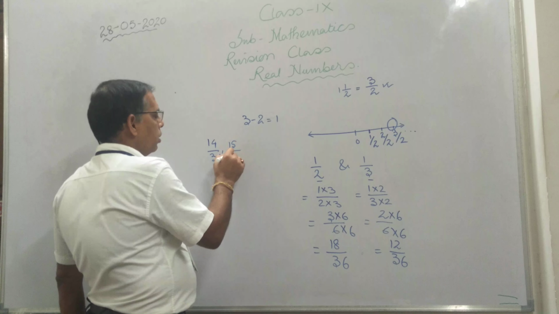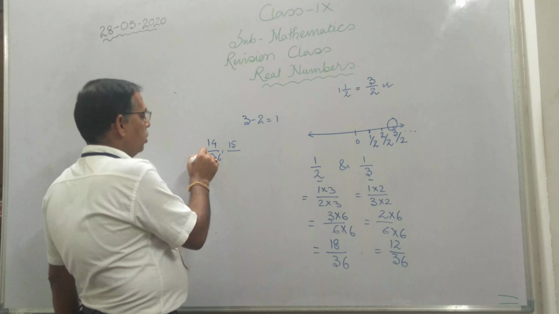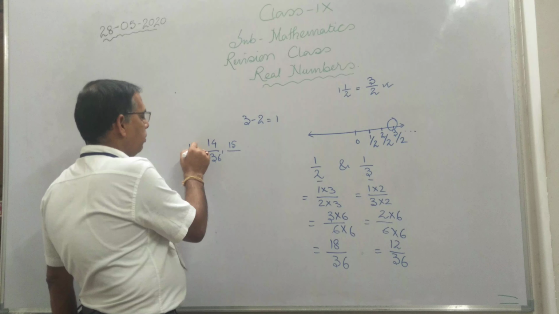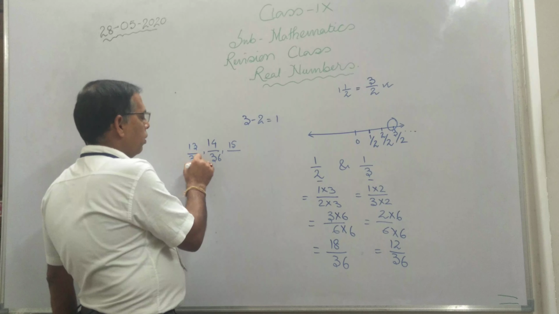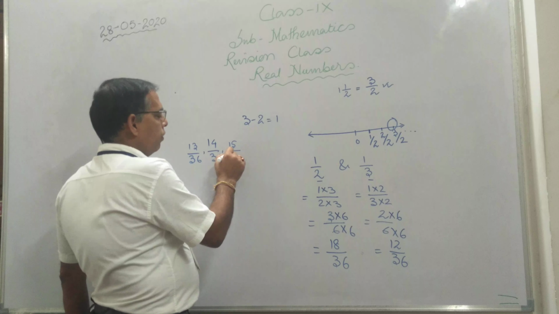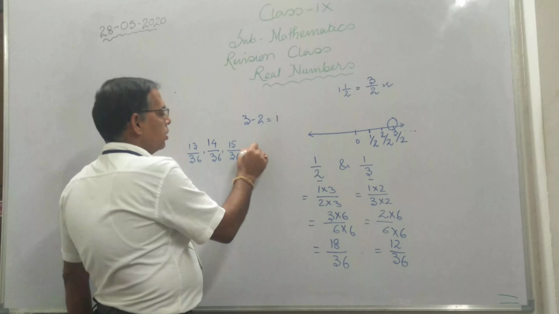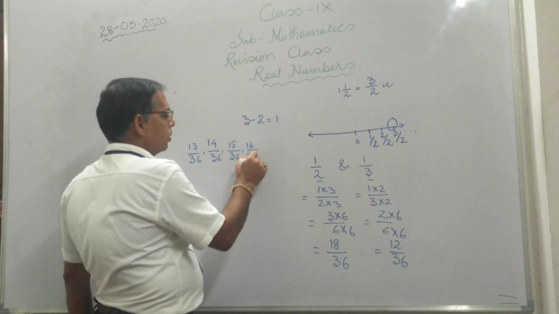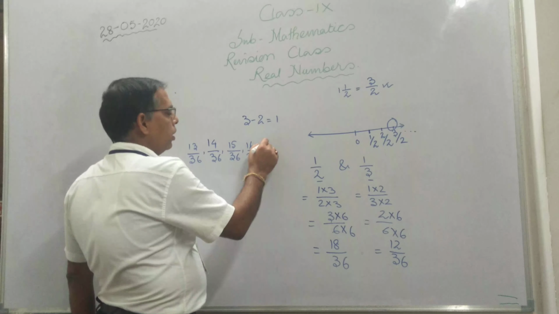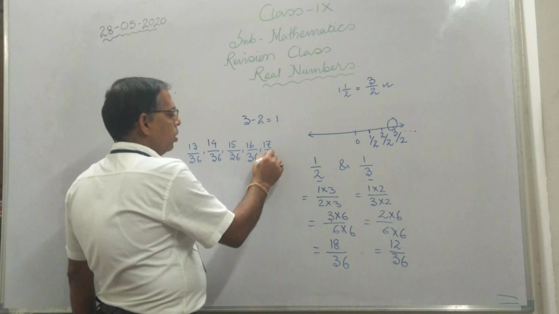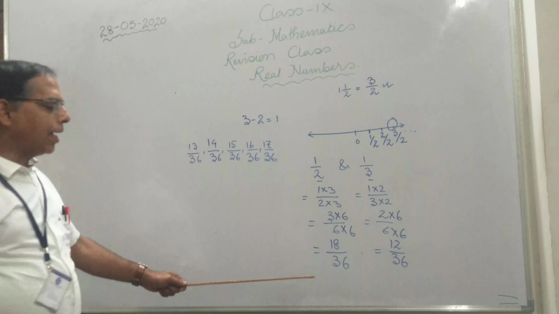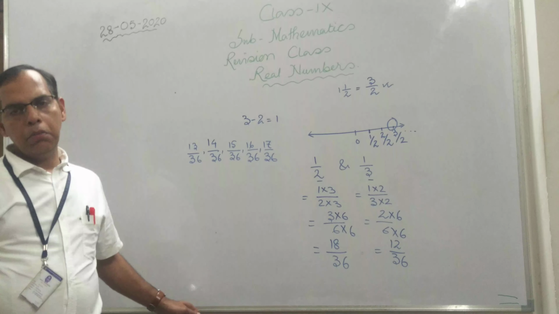15 by... before that 13 will come, 13 by 36, 14 by 36, 15 by 36, 16 by 36, and 17 by 36. So see, exactly 5 numbers will be there.